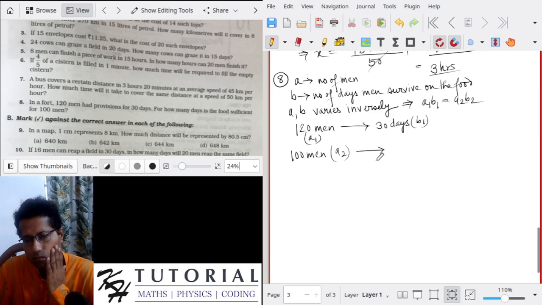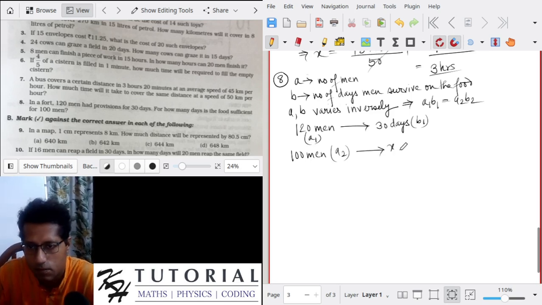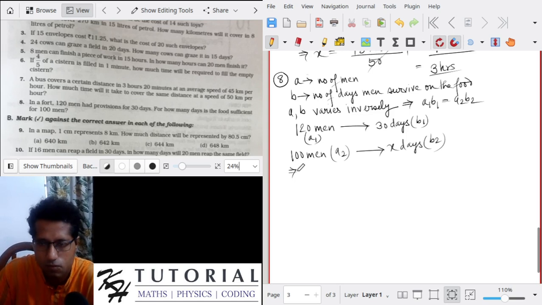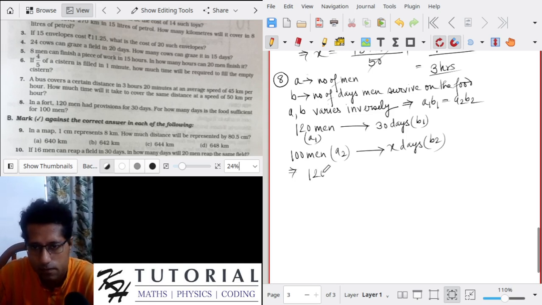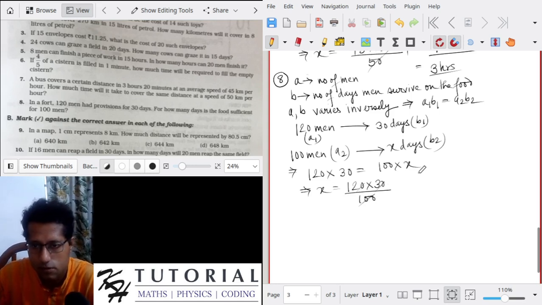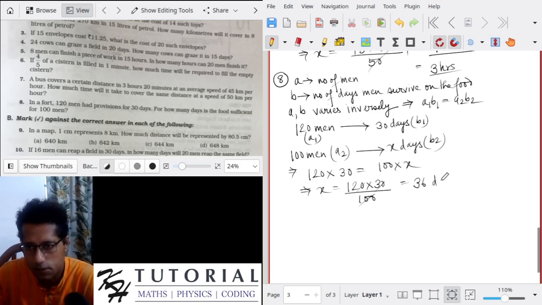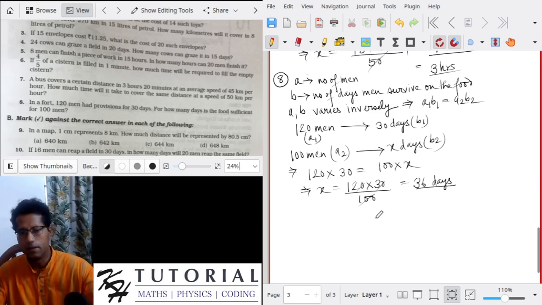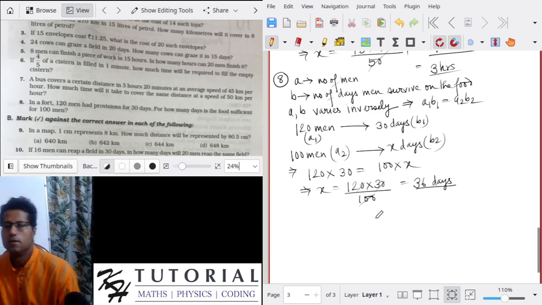on the available food for X number of days. This is B2. Now applying the formula A1 B1 equals A2 B2, we get 120 into 30 equals 100 into X. This implies X equals 120 into 30 divided by 100. So 0 0 cancels, this is 36. So 36 days is the answer. So 100 men will survive on the available food for 36 days.